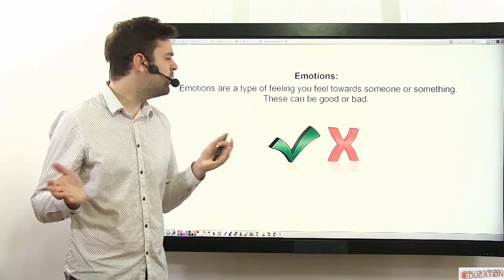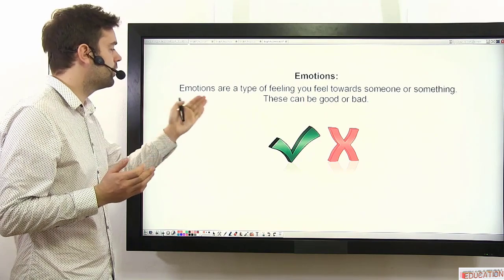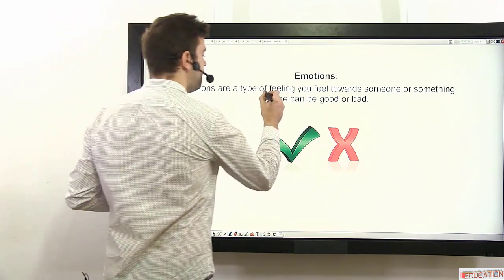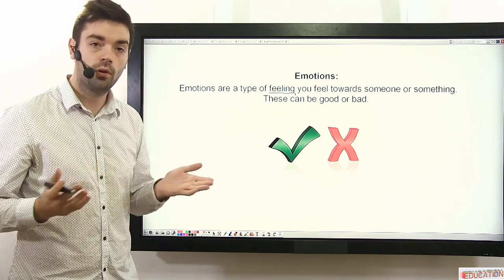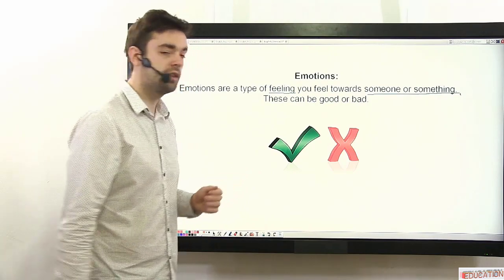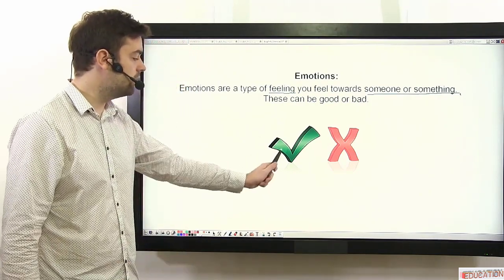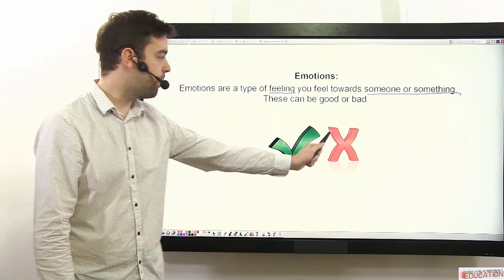So what about emotions? Well, firstly, an emotion is a type of feeling you feel towards someone or something. These can be good or bad.